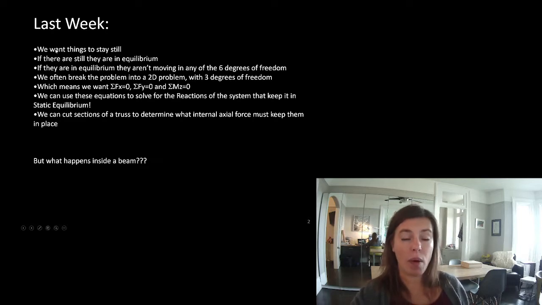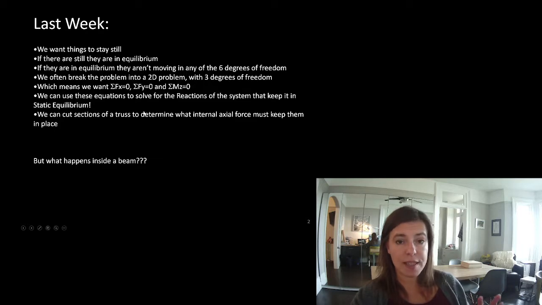So we want things to stay still. If they stay still, they're in equilibrium. If they are in equilibrium, they aren't moving in any of the 6 degrees of freedom. We often break the problem into a 2D problem that only has 3 degrees of freedom, which means we want the sum of the forces in the x, the sum of the forces in the y, and the sum of the moments about the z-axis to be 0. We can then use those equations to solve for the reactions of the system that keep it in static equilibrium.